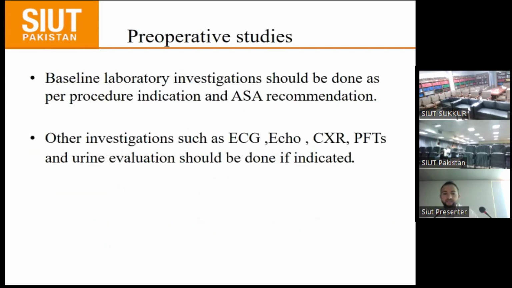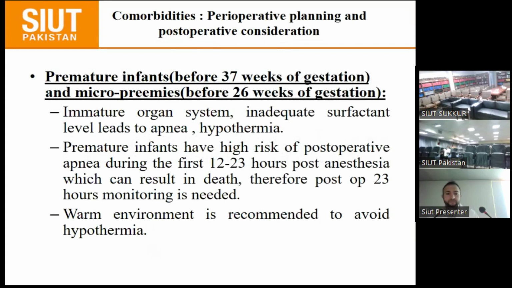So the baseline laboratory investigations to be done pre-procedure include those indicated in the recommendation, such as ECG, labs, chest X-ray, pulmonary function test, and urinalysis. Some comorbidities, like in premature infants, those born before 37 weeks of gestation, and micro preemies before 26 weeks of gestation, have immature organ systems, and inadequate surfactant level leads to apnea and hypothermia. Premature infants have a high risk of post-operative apnea during the first 12 to 23 hours after anesthesia, which can result in death. Therefore, post-op 23rd hour monitoring is important. A warm environment is recommended to avoid hypothermia.